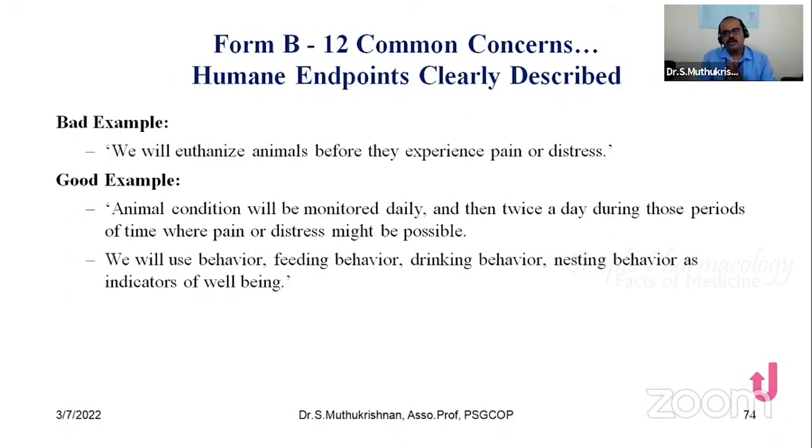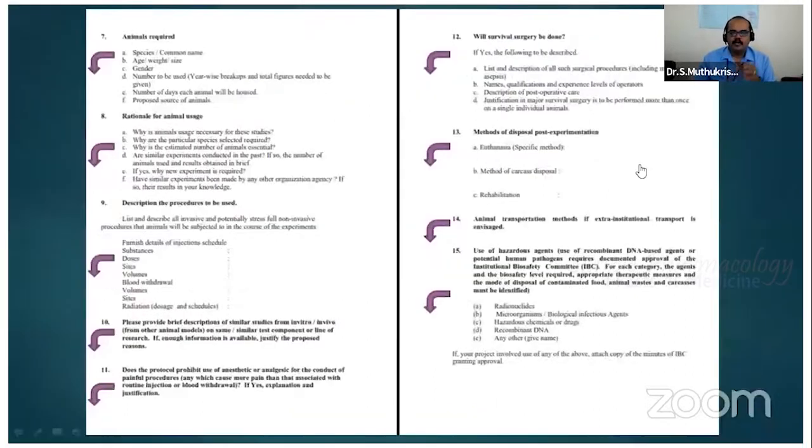So at last, you have to decide humane endpoints. The same things: you can't relieve, you can't remove the animals, you can't give any analgesics. If animals are under severe stress or pain, you have to go for humane endpoints. So what are the humane endpoints? Once post-operative, post-experimentation is there, part 13, what are the things that are possible? The animal may be sacrificed. That means euthanasia.